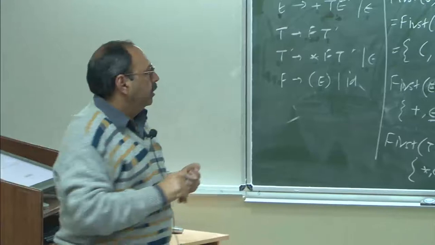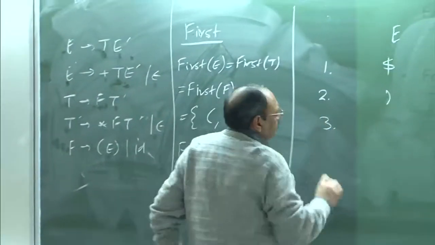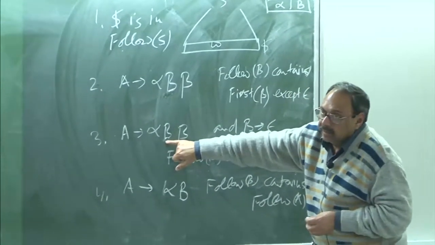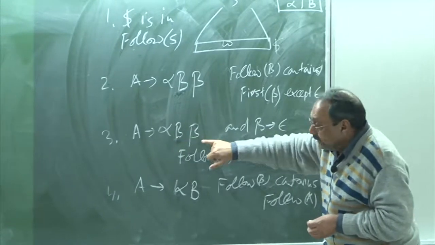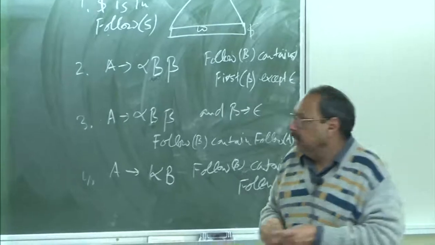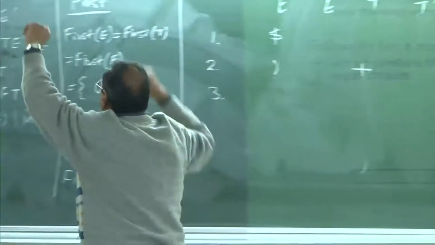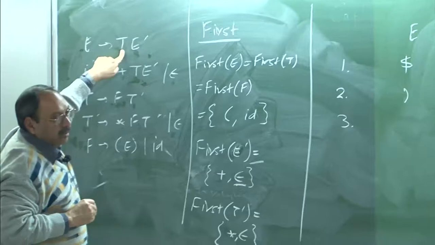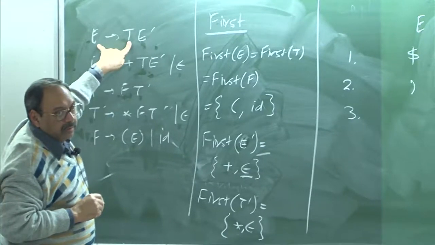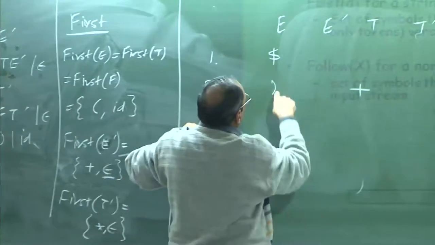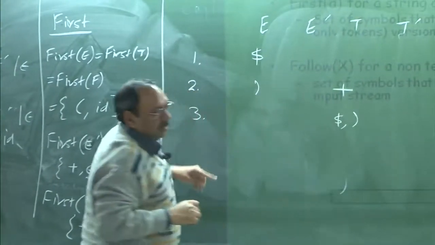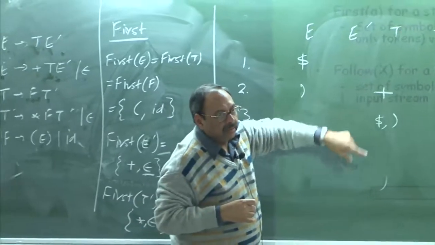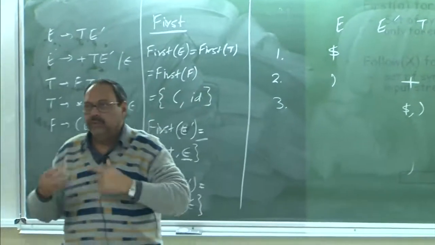Clear? Okay. Now let's apply the third rule, just mechanically going about applying these rules. The third rule says look for patterns where a non-terminal occurs somewhere in the middle, but what follows it derives epsilon. If I apply the third rule to this pattern, E prime goes to epsilon, so follow of T will contain everything in follow of E, which is dollar and right parenthesis. I have already computed follow of E. And that is where the problem starts, because I'll have to go over and over again, since one follow is defined in terms of another follow.